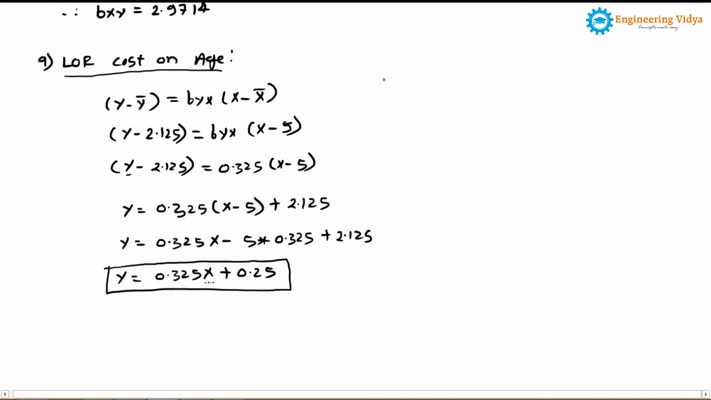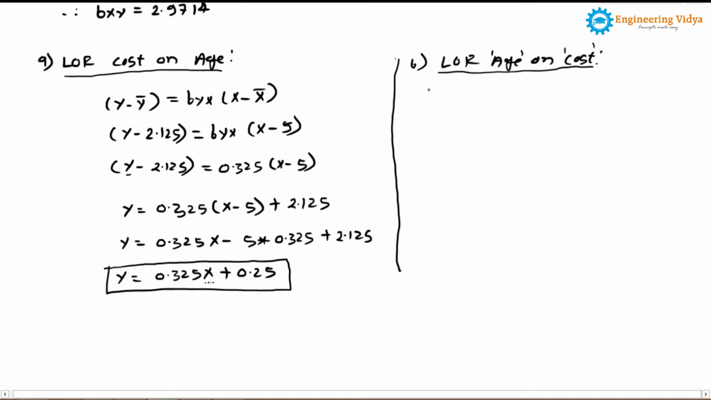In a similar way, we can go for part B also. In part B, we need to find the line of regression of age on cost. Age is nothing but x and cost is nothing but y. So we'll use the formula x minus x bar equals bxy into y minus y bar. Hope this is clear to you now. So we'll put all these values.